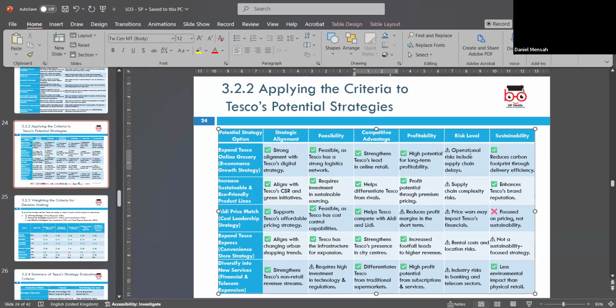There is some risk on the operational side. Operational risk includes supply chain delays, so the risk is there. Then on sustainability, they are already incorporating a strategy to reduce their carbon footprint. So for this option, your risk level is at 50%. Very good, not bad.